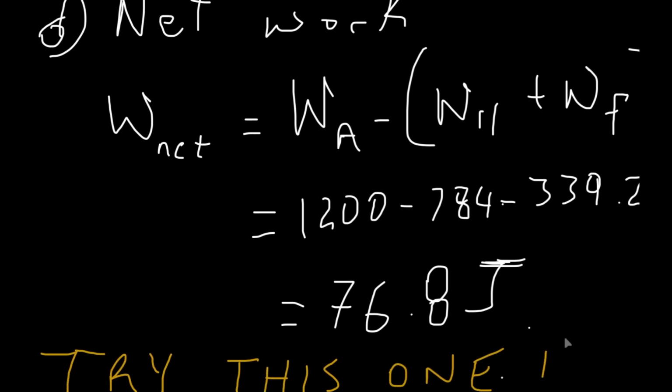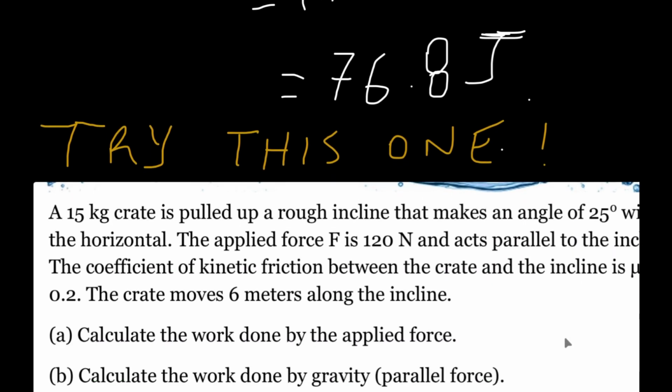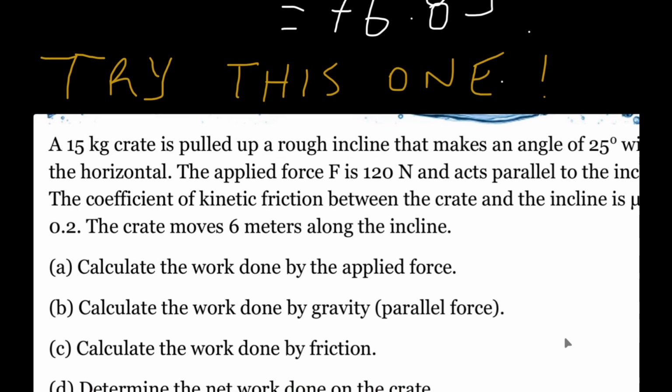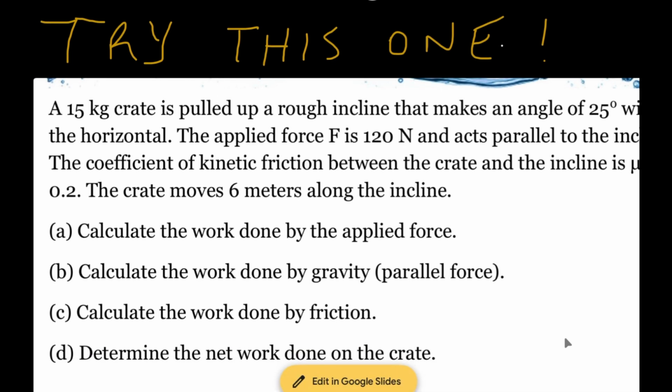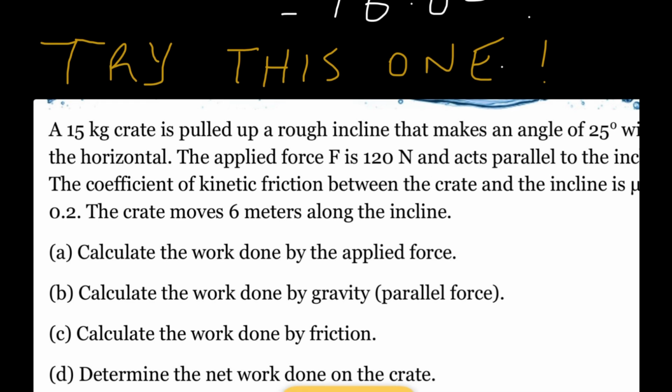Now that we're here, let's try this one. It reads: a 15 kg crate is pulled up a rough incline that makes an angle of 25 degrees with the horizontal. The applied force F is 120 newtons and acts parallel to the incline. The coefficient of kinetic friction between the crate and the incline is mu k equal to 0.2. The crate moves 6 meters along the incline.